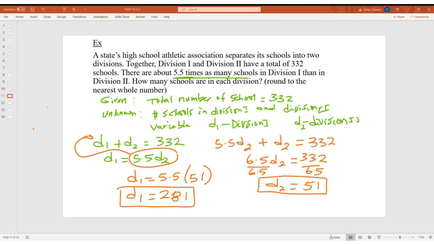Okay, let's move to the next one. So when it says D1, it's technically 1 D1. So 5.5 D1 plus 1 D1 is 6.5 D1. Okay, now let's move to the next question.